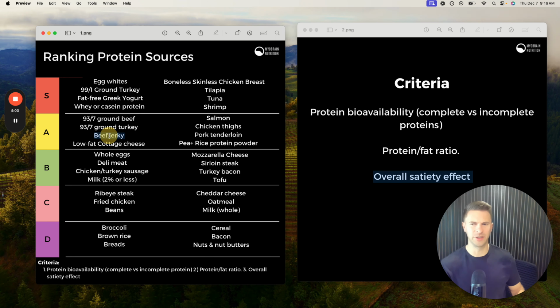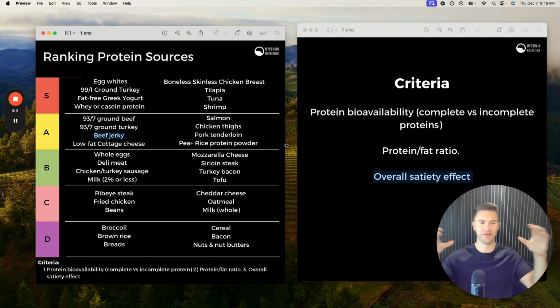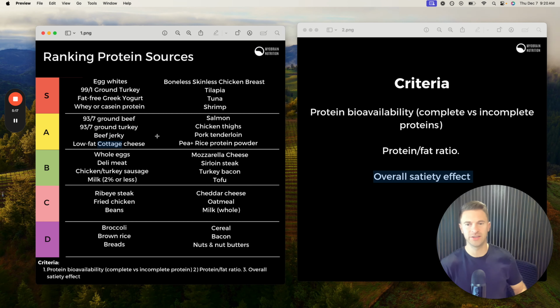Reason why I put beef jerky here, expensive, even though it's not on my criteria, and it's not going to be as filling because it's dehydrated, so it's a lot more dense than say something like beef, which is bigger. The bigger a food is per calorie, the more filling it will be. Low fat cottage cheese, salmon, a little bit higher in fat than some of these other fish. Chicken thighs, similar thing, a little bit higher in fat than chicken breast, but still great.